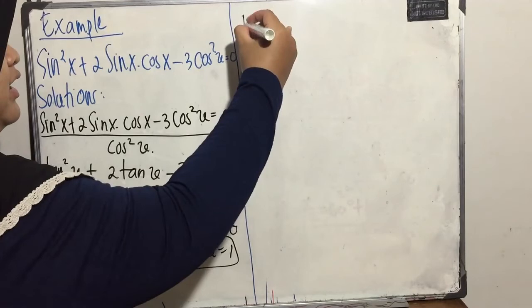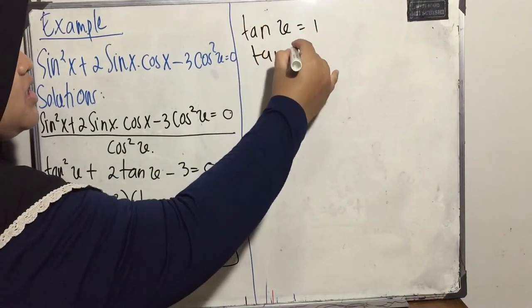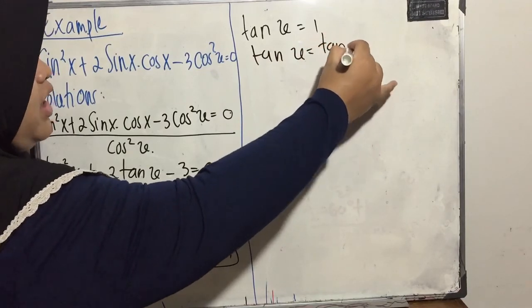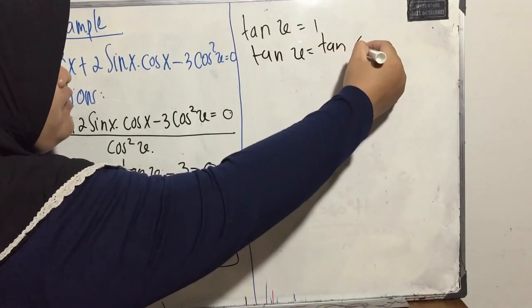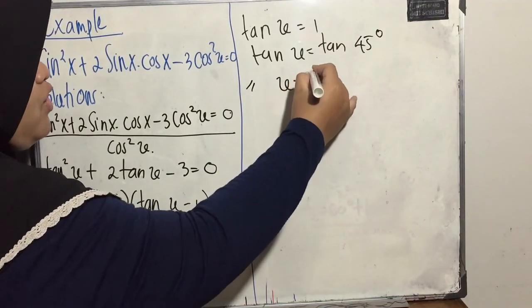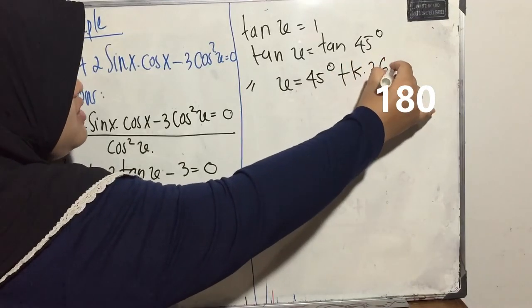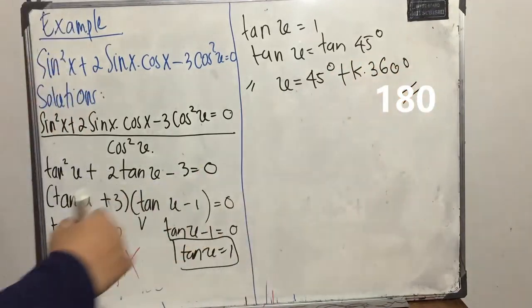So from here, tangent x is equal to 1. What is the meaning? Tangent x is equal to tangent 45 degrees, everyone. So the result is x equals 45 degrees plus k times 360 degrees. So that's it, everyone.